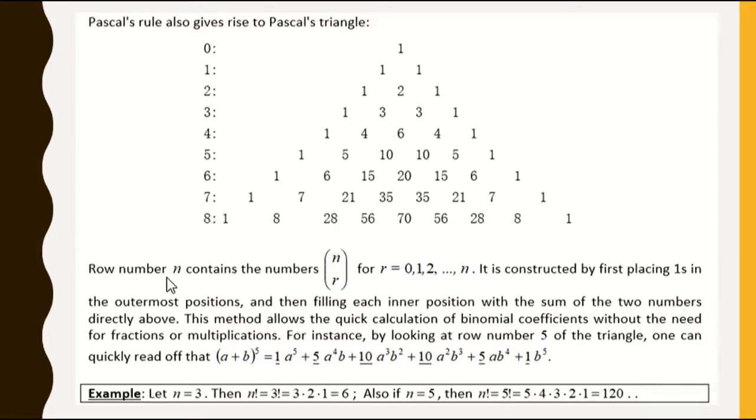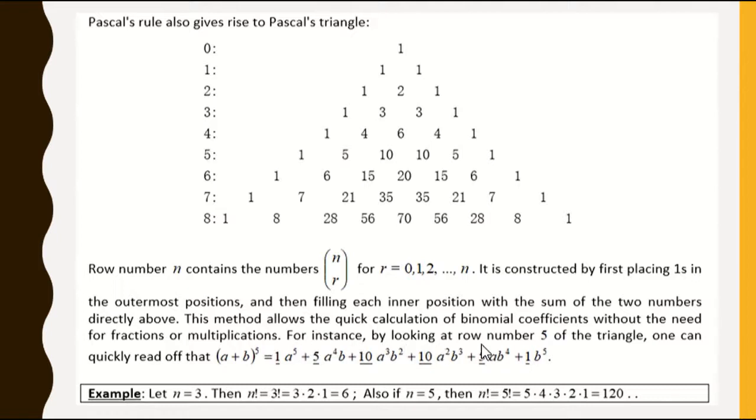Row number n contains the numbers n taken r at a time for r equal to 0, 1, 2, up to n. It is constructed by first placing ones in the outermost positions, and then filling each inner position with the sum of the numbers directly above. This method allows the quick calculation of binomial coefficients without the need for fractions or multiplications.